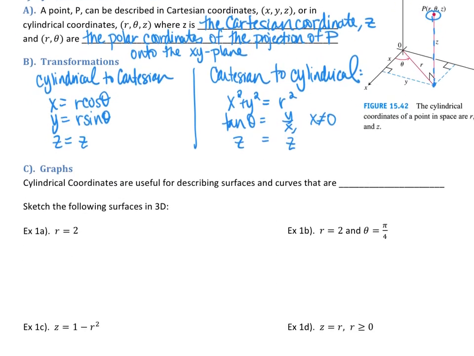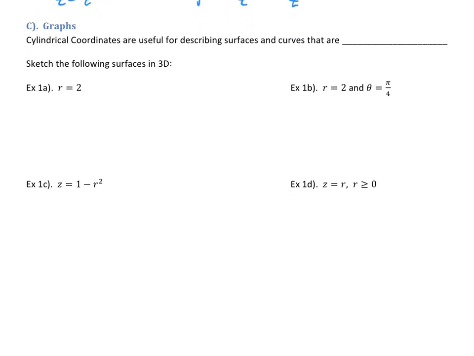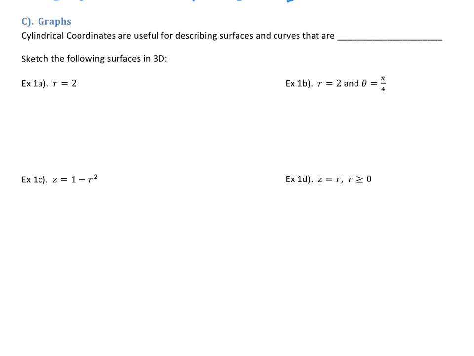So let's talk about what types of regions would be useful for integrating in cylindrical coordinates. In general, they're useful for describing surfaces and curves that are symmetric about the z-axis. In this example, I want you to try to sketch what these regions look like, they're just surfaces in this case, in 3D, given that I've described them in cylindrical coordinates. I want you to sketch them in Cartesian. So go ahead and put this on pause and see if you can sketch each of these.